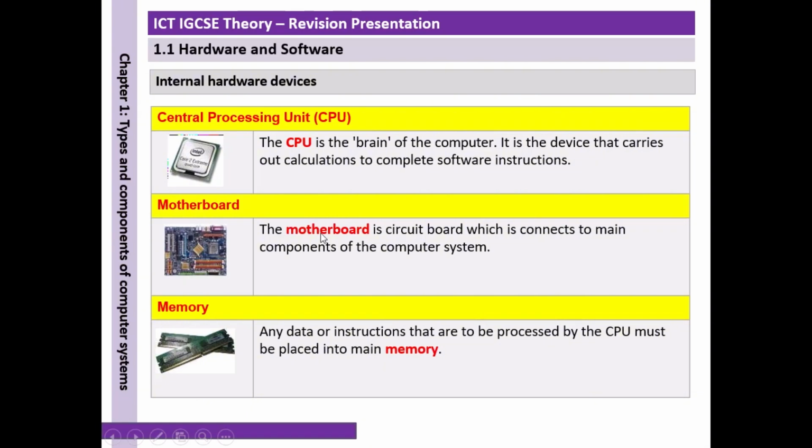And then we have got the motherboard. It's a circuit board which connects the main components of the computer system. And then this one, the memory, any data or instructions that are being processed by the CPU must be placed into the main memory. So the bigger the memory, the faster your machine.